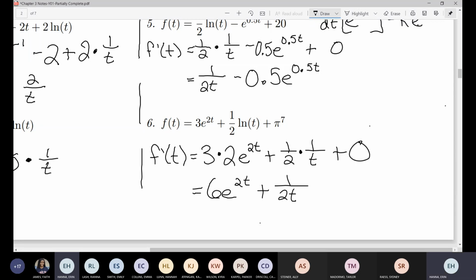Questions, concerns? Yeah, what's up? Whenever there's a number in front, like the 3 e to the 2t, you always multiply that by the exponent that's brought out to the front? Yes. As long as I'm understanding your question correctly, which I think I am. David? Okay, for 6, plus over 7. The pi to the 7th? So wait, so you do not have to do what's it called?